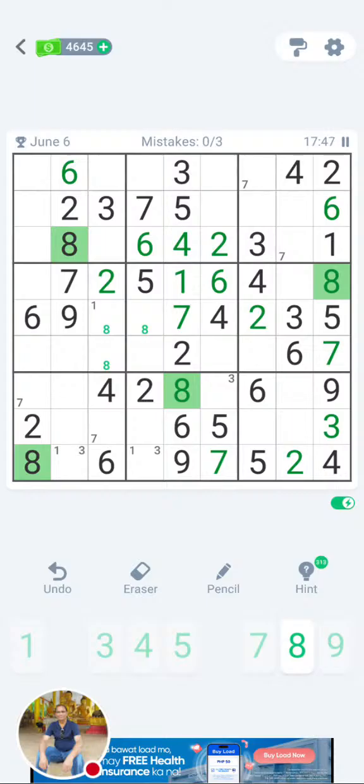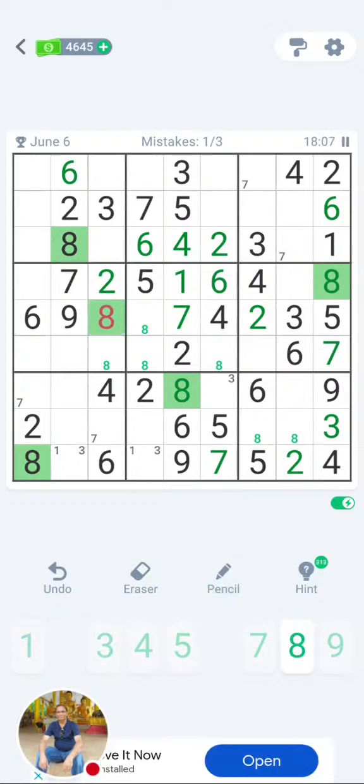Now let me see if I can put anything with 8. 8 can come in these two squares. Then 8 can come in the bottom here. Now if 8 comes in the bottom, therefore 8 will have to come in the middle here. It's giving me an error. So where have I gone wrong? 8 has to come in the bottom. What did I do wrong here?